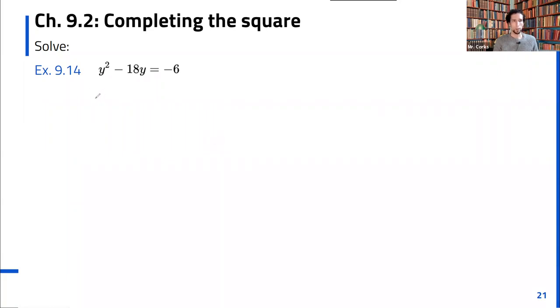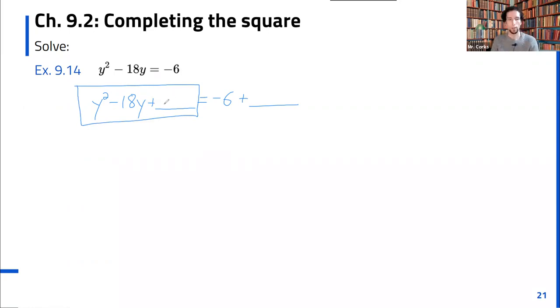All right, completing the square method again. You want y squared minus 18y and then plus something here will equal -6, and then we'll have to also add that same thing. So this is the square that we are trying to complete. So what number can we put in there? 81. 81 or 9. Okay.